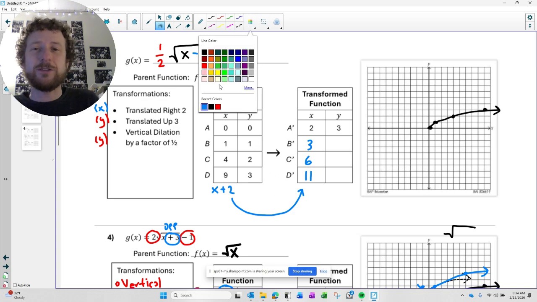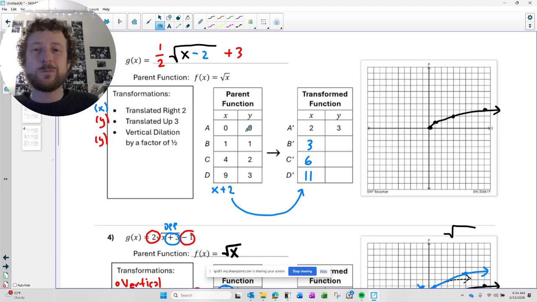And then for my Y transformations, I'm going to do these two things. So I do 1/2 Y plus 3. What I'm looking at is that 1/2 is a multiplication. That's 1/2 times the function. And then plus 3. So 1/2 times the function plus 3. So I take each of these points, I'm going to multiply them by 1/2 and add 3 to them.